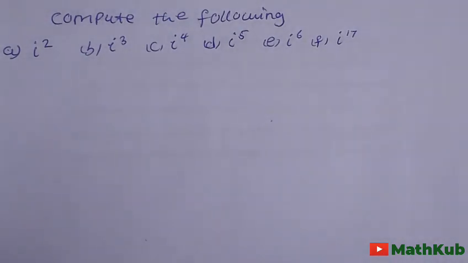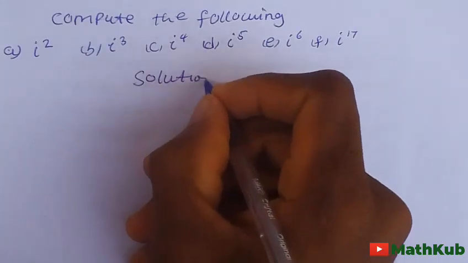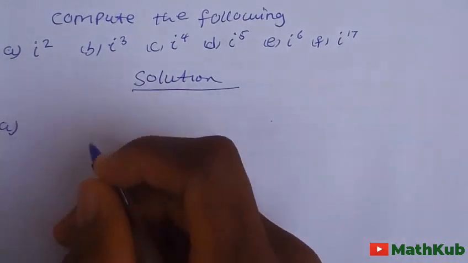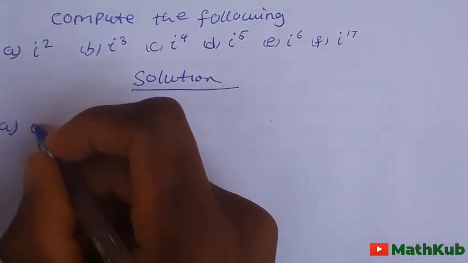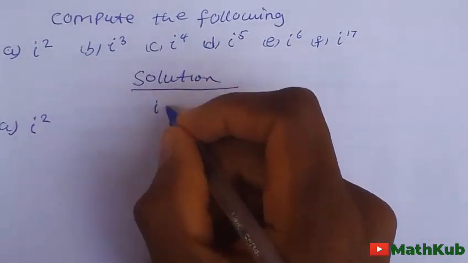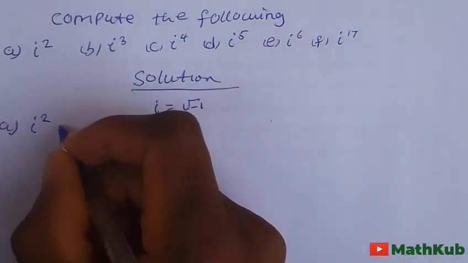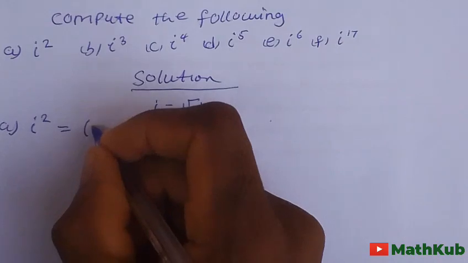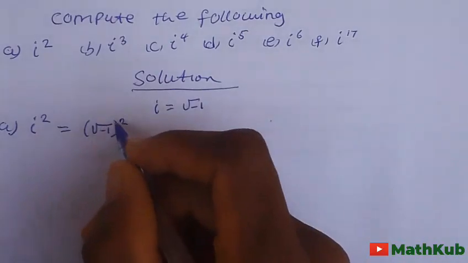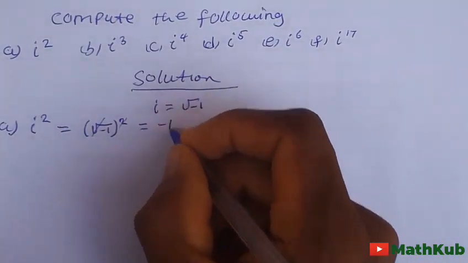Compute the following. Solution. For A, we are asked to compute i squared, and we know that i is equal to the square root of -1. Then i squared will be equal to the square root of -1 all squared, and this square root will cancel the square. We have -1.